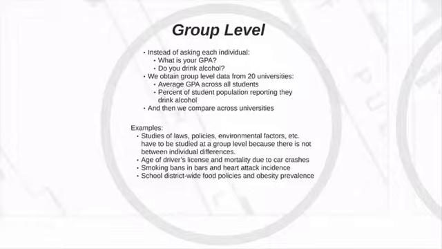Another example is smoking bans in bars and heart attack incidence. We may look at county laws, compare counties with and without smoking bans, and get the heart attack incidence for the people in those districts. Another one: school district food policies and obesity prevalence. We could get districts that have more severe policies and districts that have looser policies, and then ask whether there are differences in the prevalence of obesity across those districts. So that's what we mean by group level.